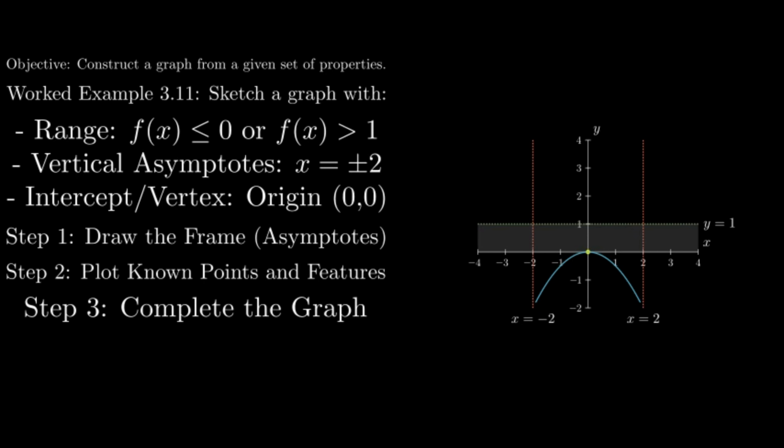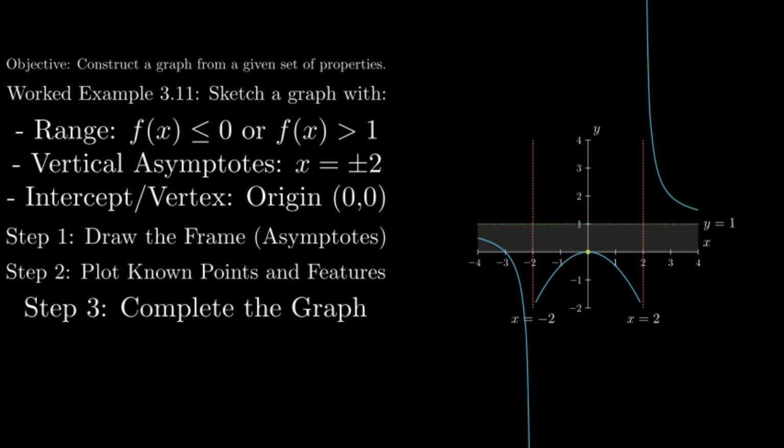Step 3 is to fill in the rest of the graph, respecting the remaining rules. We still need parts of the graph in the region where f(x) is greater than 1. These parts must exist for x less than -2 and for x greater than 2. So, in the top right section, we'll draw a branch that approaches the vertical asymptote x equals 2 and the horizontal asymptote y equals 1. And in the top left section, we'll draw another branch that approaches the asymptotes x equals -2 and y equals 1. This satisfies all the conditions.